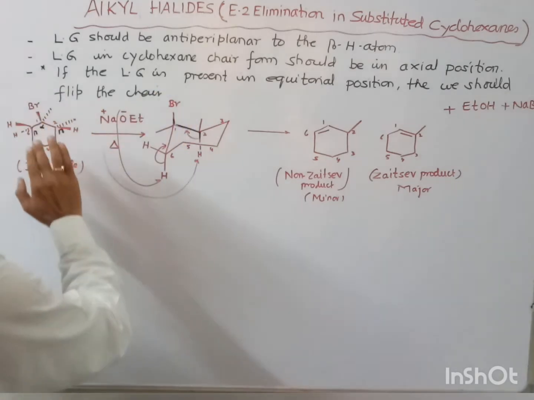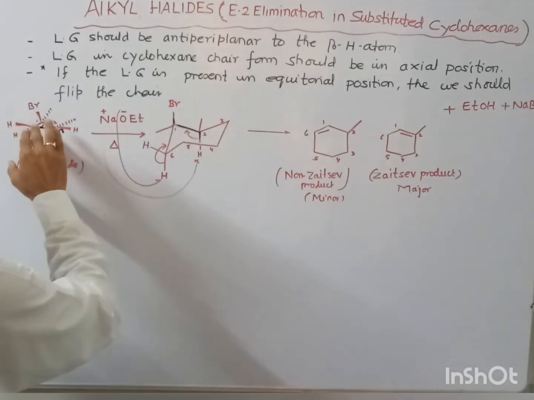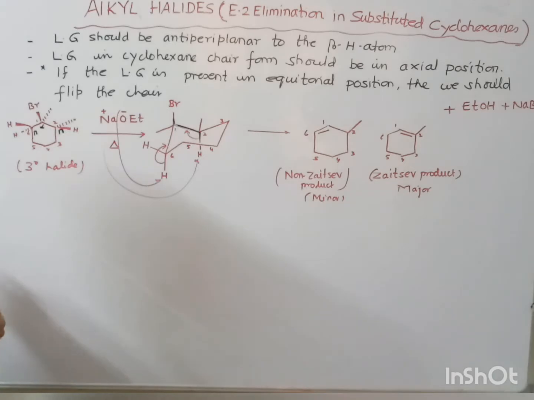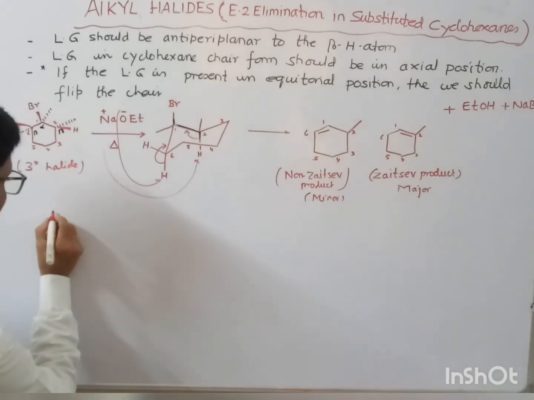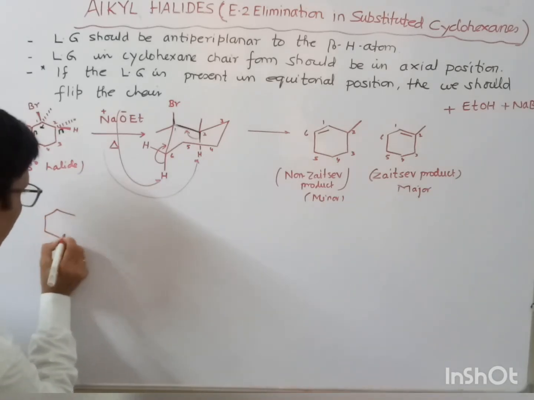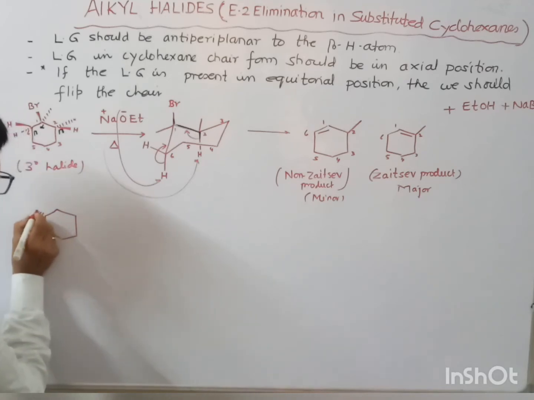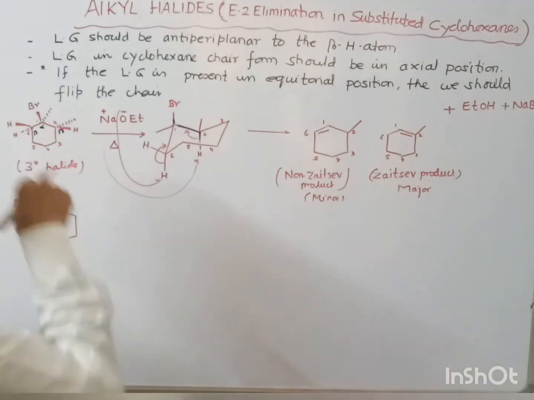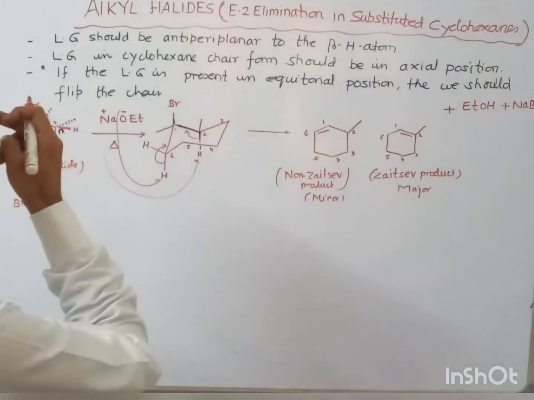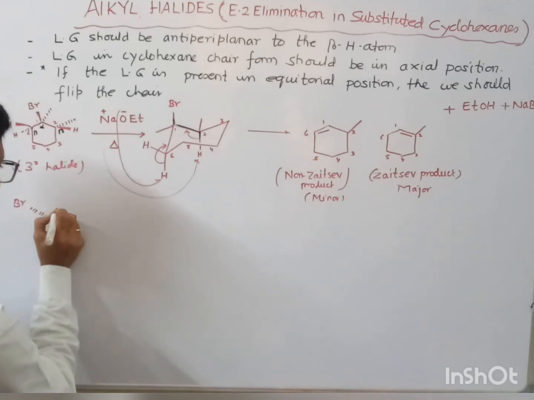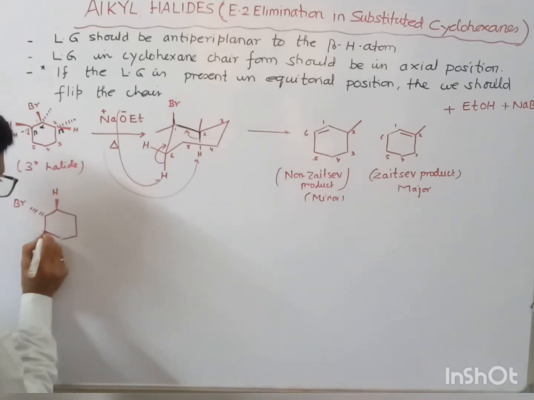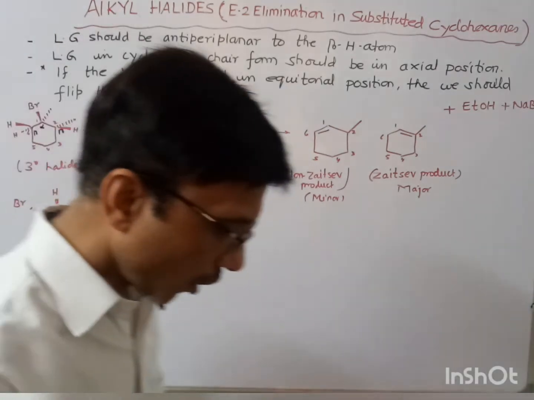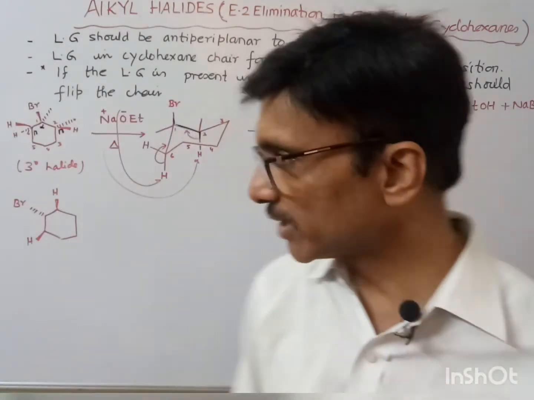Here the bromine is above, meaning it is in the axial position. Suppose I write the bromine in an equatorial position. So let's take another example, where you will see the bromine is present here. So this is the bromine, and suppose the hydrogen is present over here, two hydrogens are present over here. Now how will you write the product?